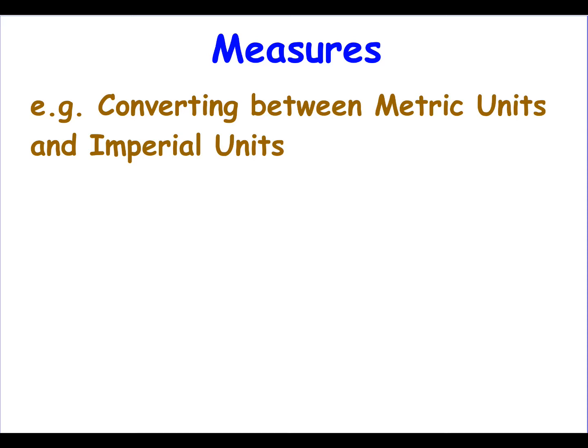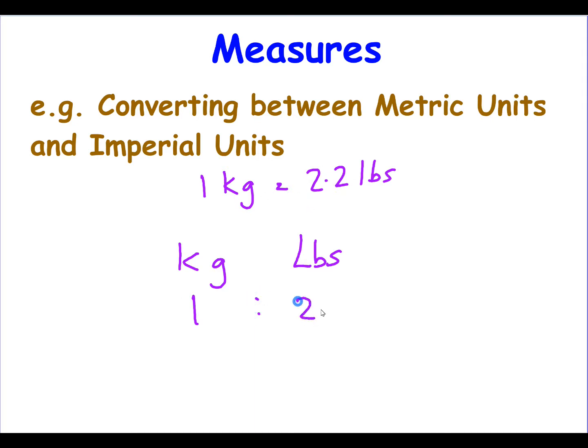Another place you come across where you use ratios in a practical way are measures, and for example, converting metric and imperial units. So for example, if I told you that 1 kilogram is the same as 2.2 pounds, I'm giving you the strapline to something before we convert it. So for example, if I wanted to convert something from kilograms to pounds, I would use my strapline that I've been given there, my relationship of 1 kilogram is 2.2 pounds.